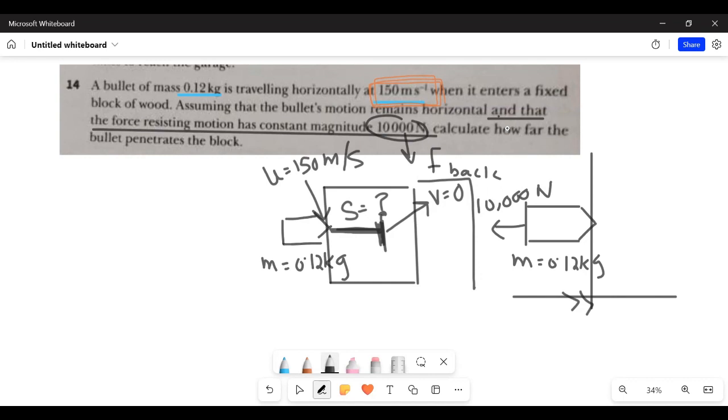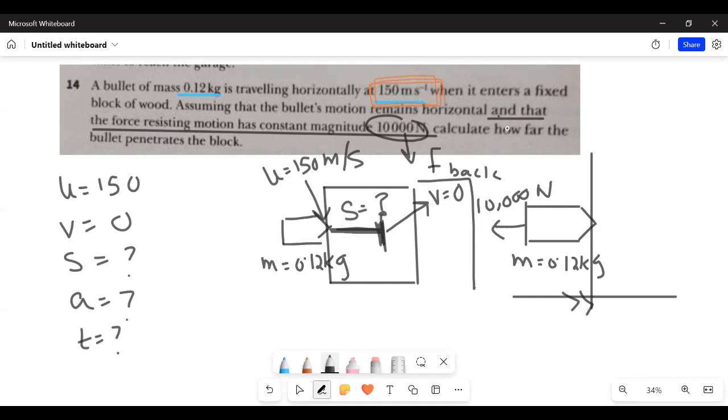And you have to find that distance, when its speed reduces from 150 to 0. So we know what u is, 150, we know what v is, 0, but we have to find s, but we don't know what is a, and also we don't know what is the time. How long does it take for it to stop once it hits the wood? So we don't have enough information to use one of the equations of motion because that requires 3 parameters.